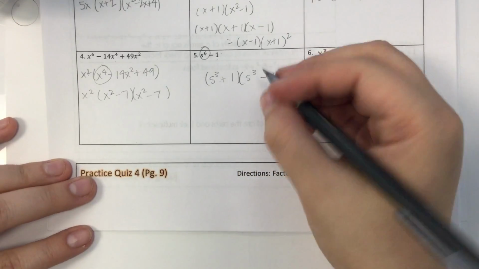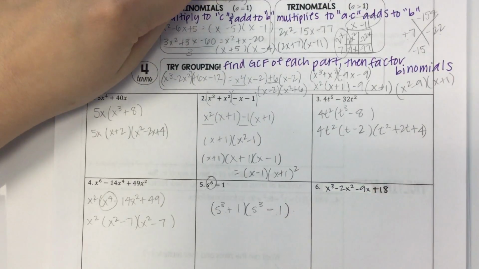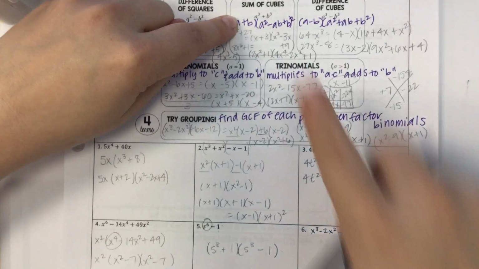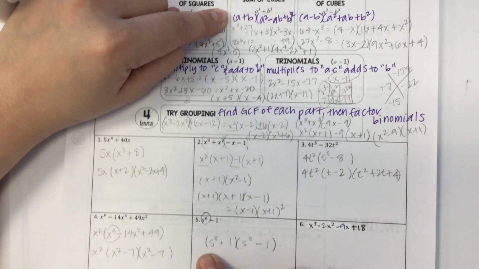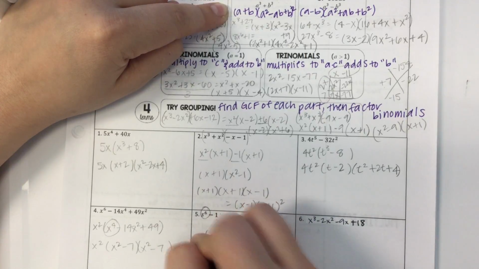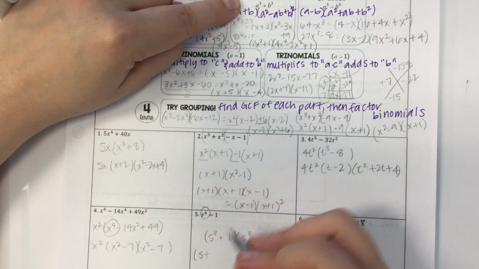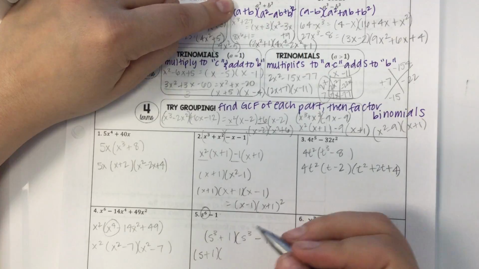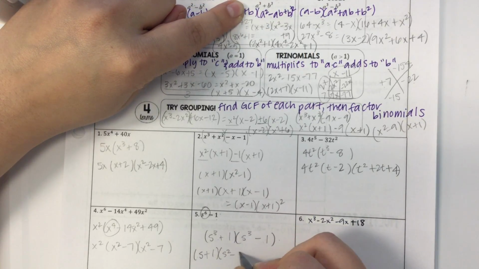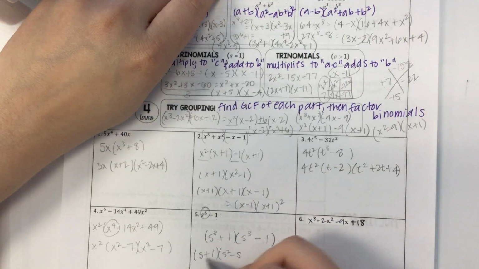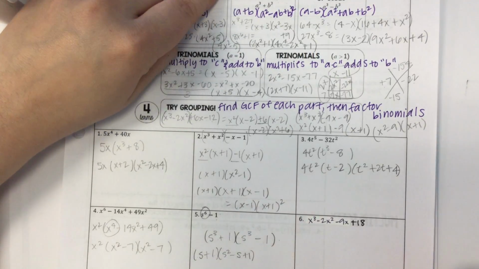So we're going to do sum of cubes first, which is this guy right here. Up here, you can't see it, but I'm pointing to right there, sum of cubes. So cube root of s cubed is s, plus cube root of 1, which is 1, times s squared minus 1 times s is s, plus b squared, 1 squared, which is 1.